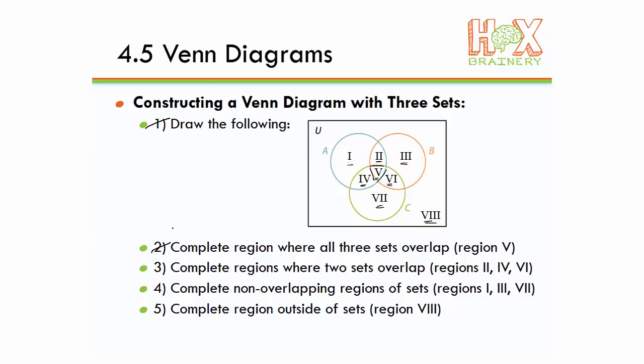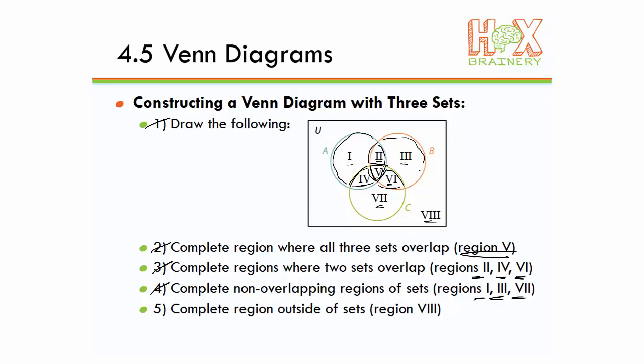Then for step 2, you're going to complete the region where all 3 sets overlap, which is region 5. So you're going to work your way from the most overlapping portions outward. Step 3, complete the regions where 2 sets overlap. And that's going to be regions 2, 4, and 6. Here you have 2. Here you have 4. Here you have 6. Then you're going to complete the non-overlapping regions.